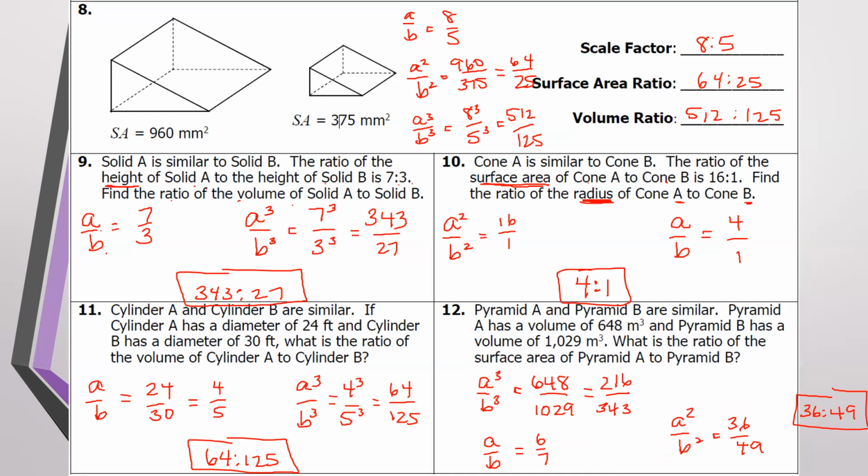Okay, so if they give you a volume and they're asking you for surface area, you first have to find your scale factor. If they give you a surface area and they ask you for volume, you have to find the scale factor. If you don't know the scale factor, A over B, then you need to find that in order to find the other piece of information.